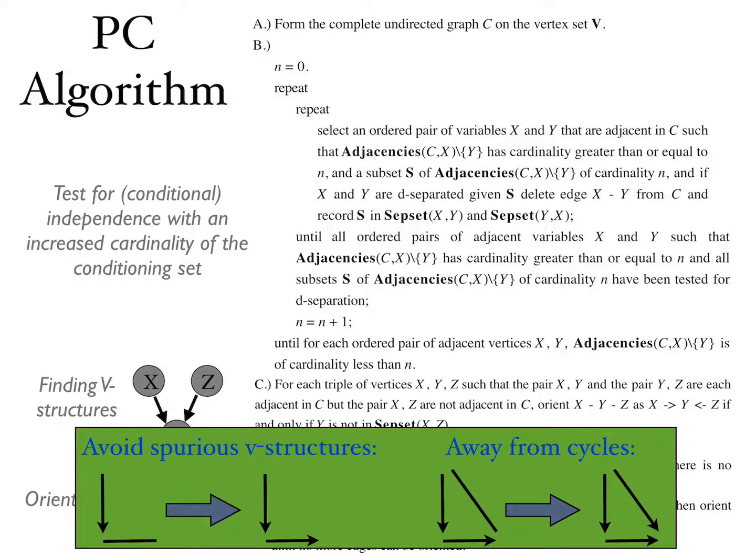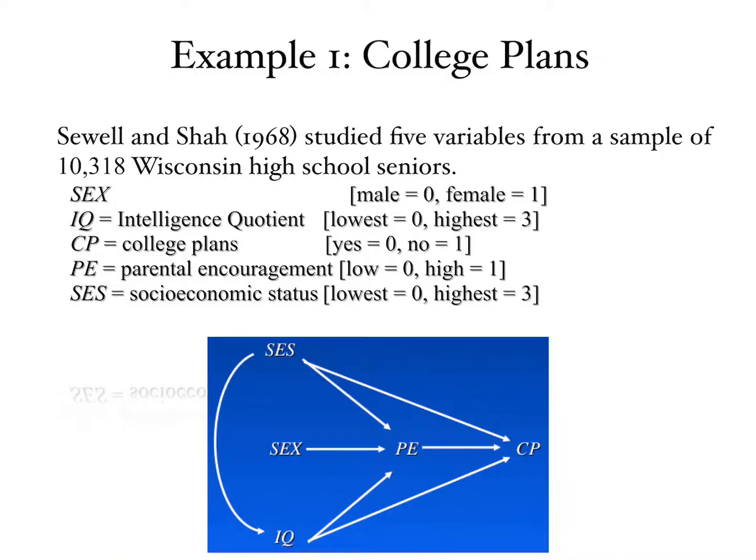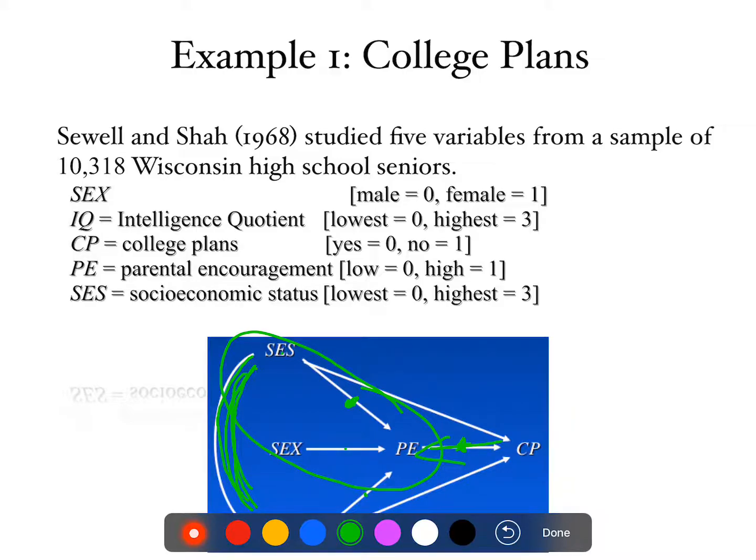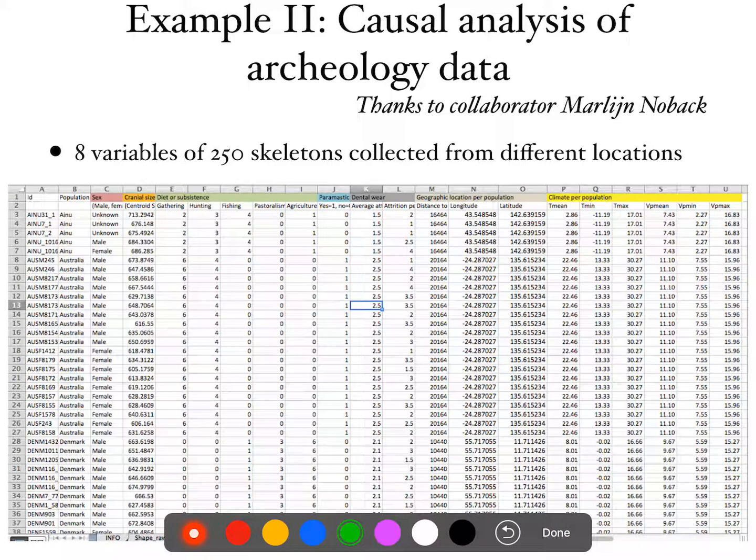If you have this, then you can orient this one this way. Why? Otherwise, you are going to have a fake V structure. You can just apply here. I know this, I don't know this, then this one must go this way. Otherwise, if it goes this way, then sex, CP, and PE will be a V structure. That's fake. Okay, so you can see we can really see a lot of underlying causal information by analyzing data this way. And this is the second example.